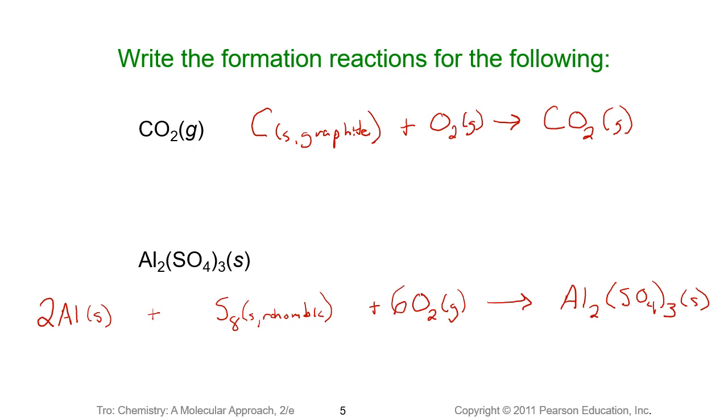Now when it comes to the sulfur, we have 3 sulfur on the product side. In order to get 3 sulfur on the reactant side, we need to have 3/8 of our S8. Because we have 8 S's attached to each other, we only need part of that, which would be 3/8 to result in 3 sulfur on the product side. So this is just the way that we balance it, and we do end up with an odd coefficient for this particular formation reaction.